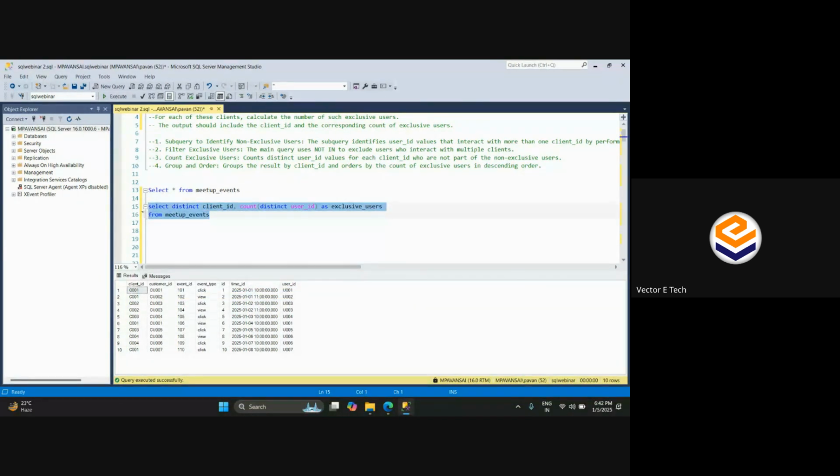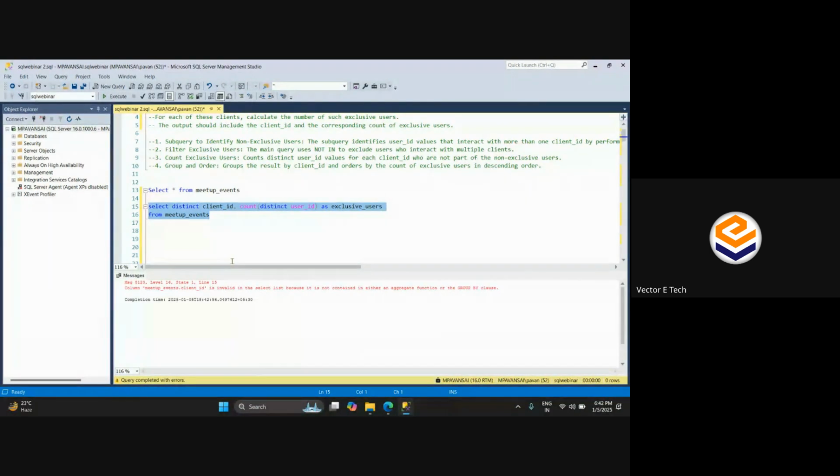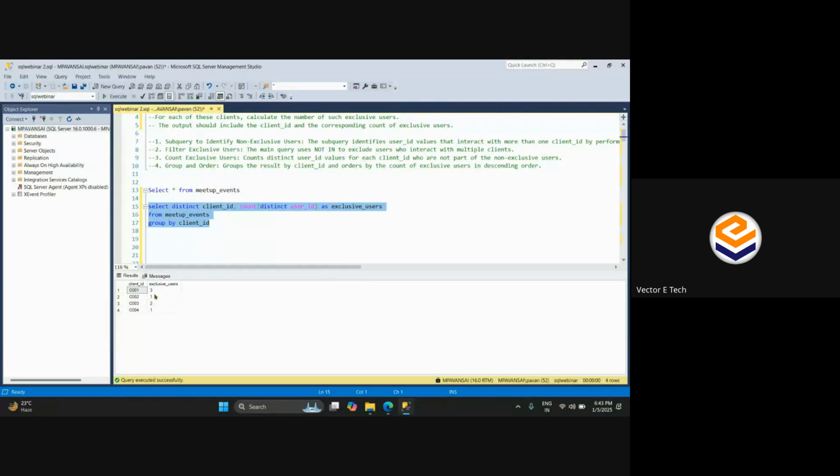If we just execute this, it will not be executable because we need the group by, right? So let us group by. What should we do in the group by? Anyone? Client ID, it groups the similar values together. Yes, good. Now we are grouping by the client ID. This is the client ID and these are the exclusive users which we applied. But this is not the whole query. Now we have to implement the major part: there is a where condition which we have to apply.